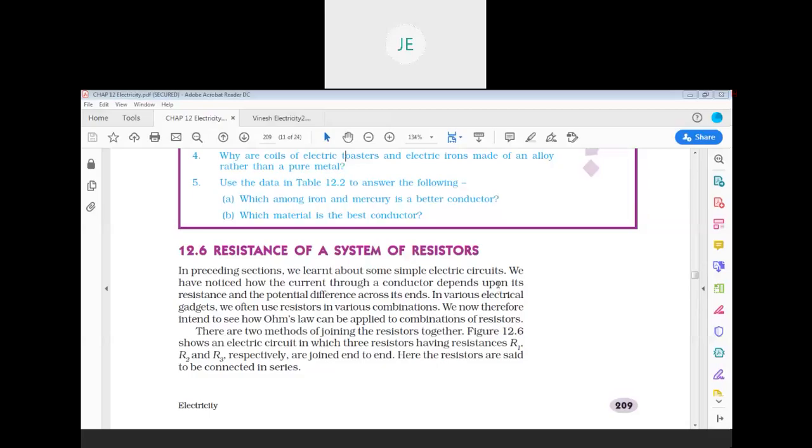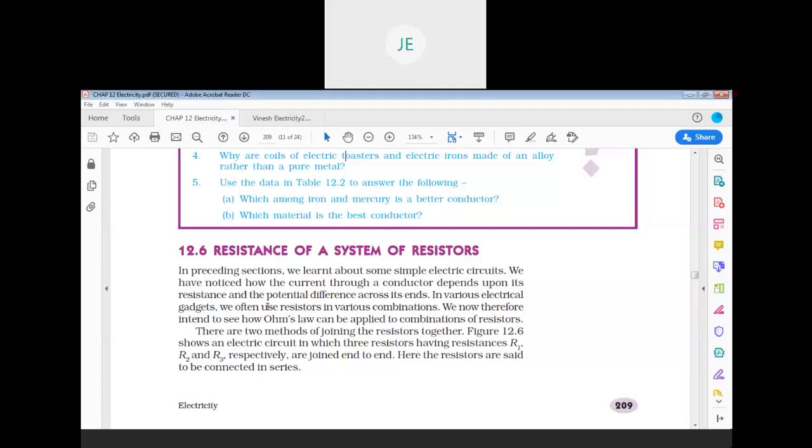But in general, in reality, we use systems of resistors. For example, your electric appliances, you use many, and many electrical appliances have many resistors that act as a resistor. Then you have noticed how the current through a conductor depends upon its resistance and the potential difference across its ends. We have discussed this using Ohm's law.